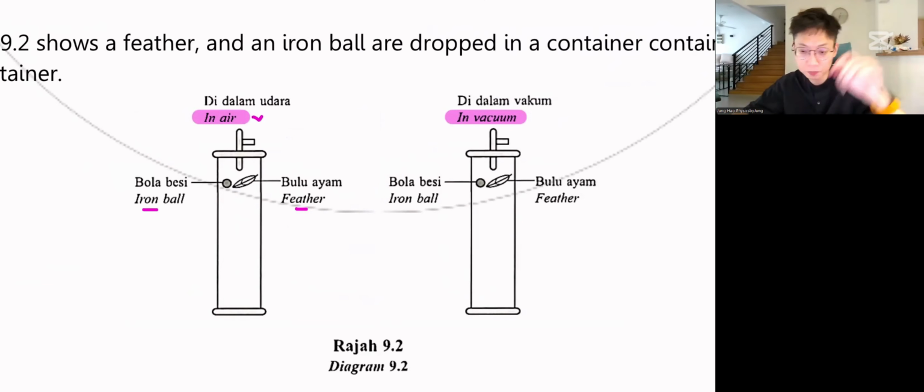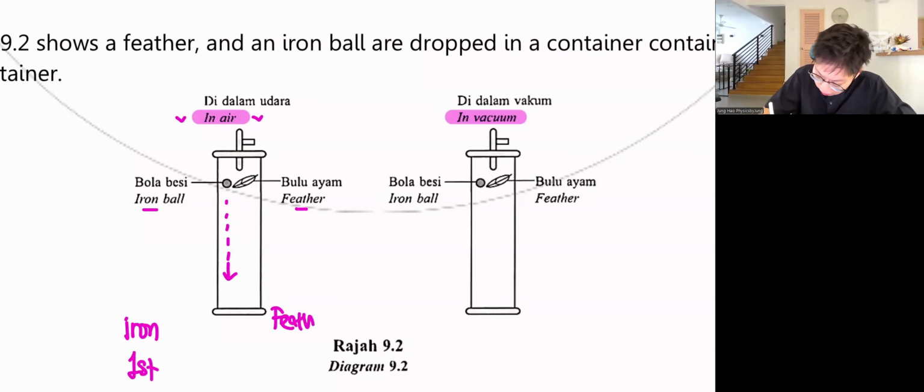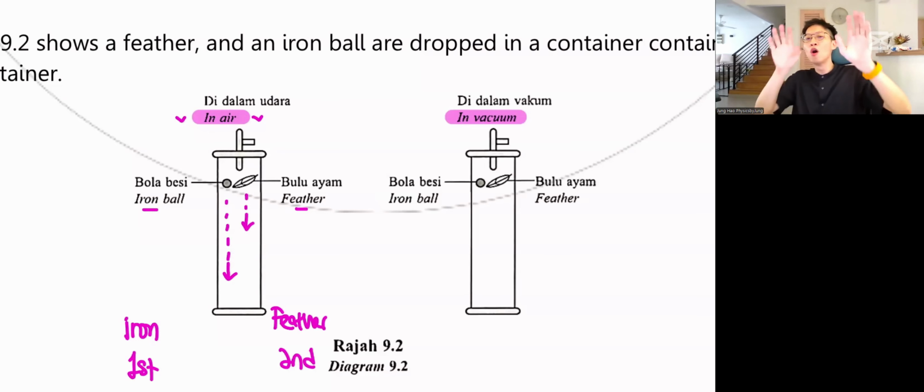The iron ball. Zihong, yes, correct. If we say the iron ball and the feather drop, of course the iron ball will reach the ground first. So iron first, then the feather will be second. Let me ask you a question. If I test you now, why will the iron ball drop faster? Why will the feather drop slower? What is your reason?